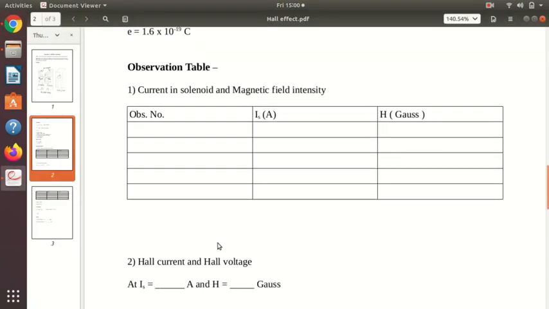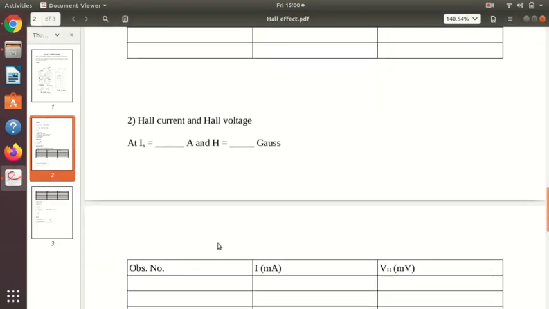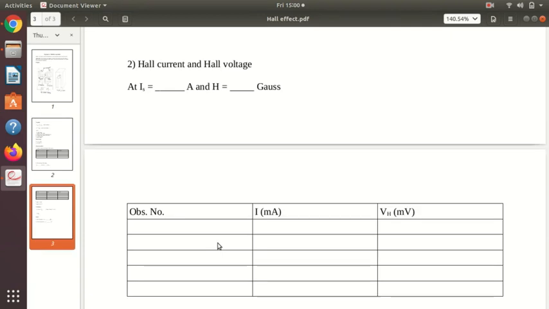Then we have to move to the second part of the experiment. In this we have to note what the current through the solenoid was and the corresponding magnetic field from the graph. Now as we are using the simulation, you might actually get a straight line, so you need not calibrate the curve, but still we are doing this because we need this in our lab.